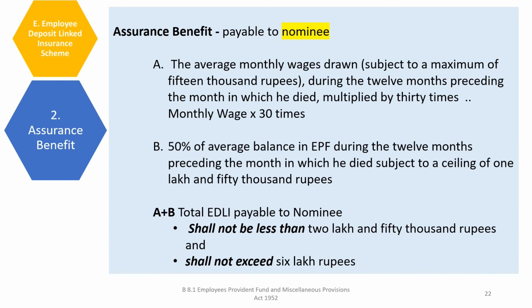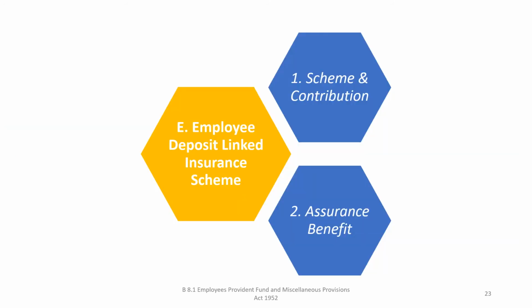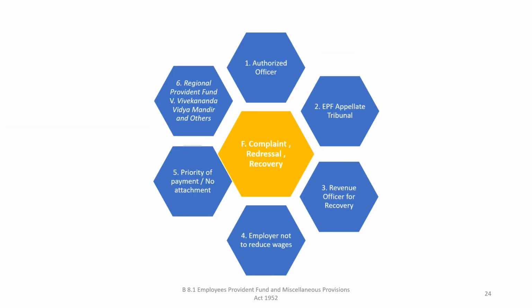Second, whatever EPF balance he carried during the 12 months, 50% of it will be added as an insurance compensation. Both put together, it should result in a minimum of 2,50,000 rupees, and it can go up to 6 lakh rupees. 6 lakh rupee is the ceiling. This is a wonderful benefit to the employees.